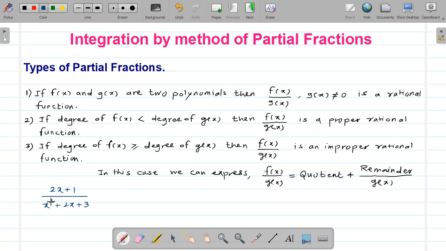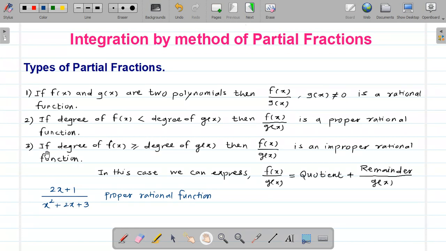Here the denominator is x square plus 2x plus 3. This is also a polynomial. We can call it a quadratic expression, and here the highest index of x is 2. So the degree of the denominator is 2 and the degree of the numerator is 1. Then this is called a proper rational function. This one is a proper rational function. Remember, f of x and g of x, the numerator and denominator, are both polynomials. So this is the second point.